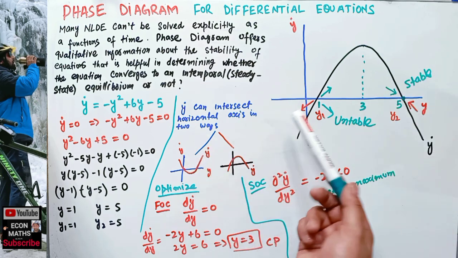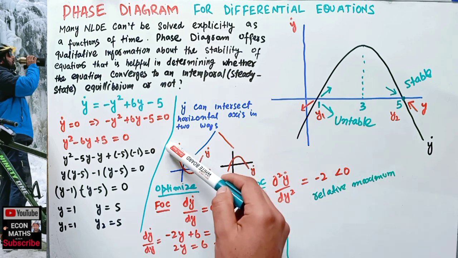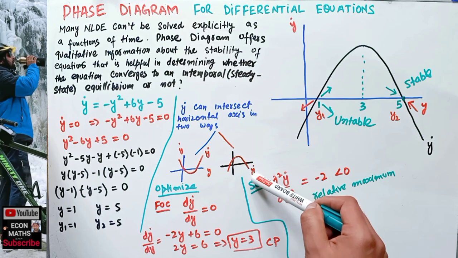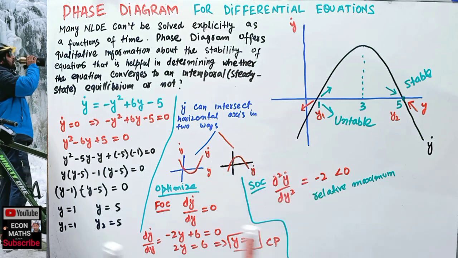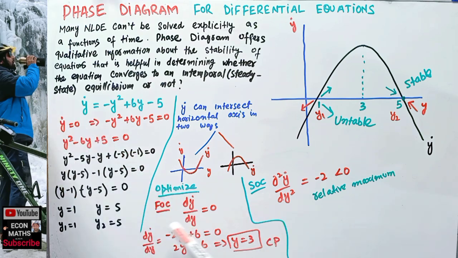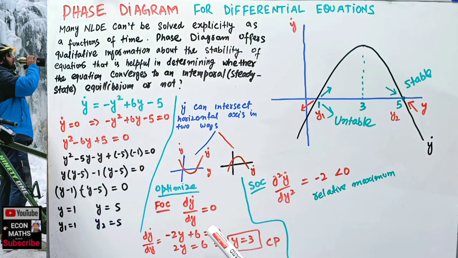Now we want to make sure whether our graph is inverted U or U shaped. As I have told you, y dot can intersect the horizontal axis in two ways. Either our graph will look like this, which will be a minimum, or it will be like this, which will be a maximum. We want to find the minimum point or maximum point. For that, we optimize our y dot. The first order condition requires we take the derivative of this function with respect to y and set it equal to 0. So we got y is equal to 3 as a critical point.